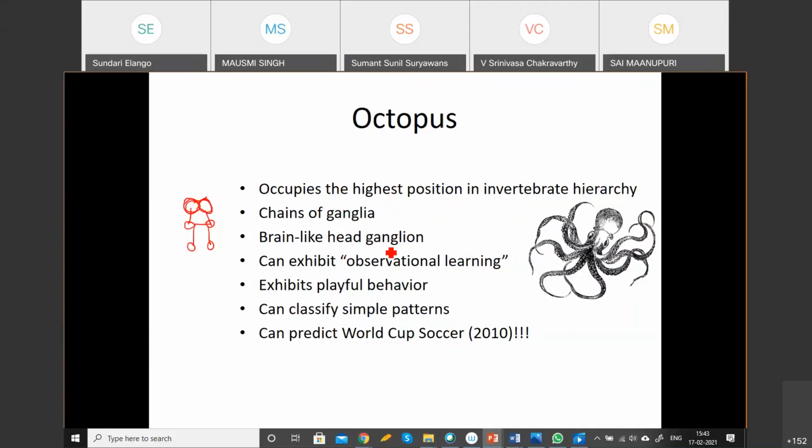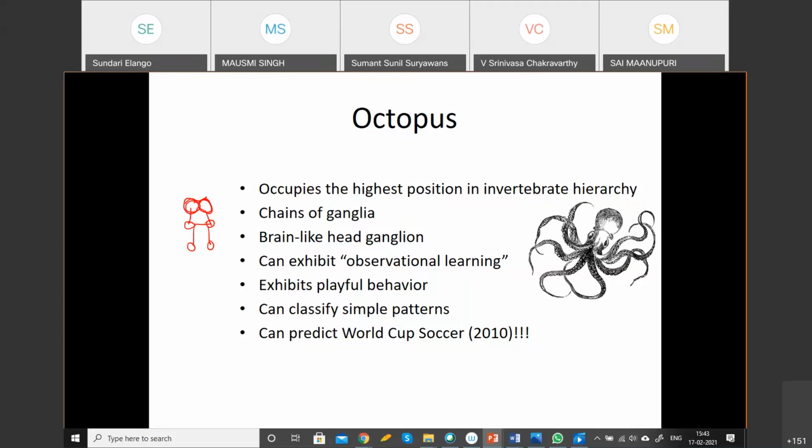There's a brain-like head ganglion, and octopuses are very smart. They're considered some kind of genius of the invertebrate hierarchy, the Einsteins of the invertebrate hierarchy. That's how some people describe them. They can exhibit observational learning, so if one octopus sees another octopus doing something, just by observing it, it can learn the task.